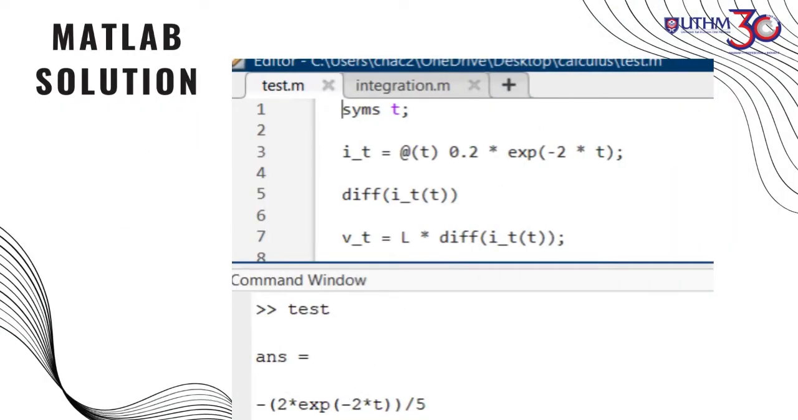So this is the MATLAB solution. From the first coding, we can see that y and t are declared as functions of t. The third coding is about the formula of the current that we need to differentiate. Coding 7 is about the formula of the voltage, that V equal to inductance times the differential of current. Below in the command window, it is the answer after differentiating the current.